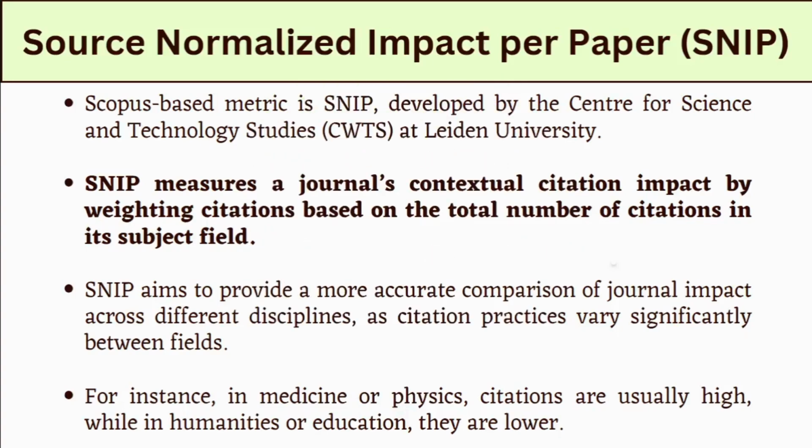Another Scopus based metric is SNIP, that is Source Normalized Impact per Paper. It is developed by the Centre for Science and Technology Studies at Leiden University. SNIP measures a journal's contextual citation impact by weighting citations based on the total number of citations in its subject field. This means SNIP adjusts for differences in citation behavior between fields. SNIP aims to provide a more accurate comparison of journal impact across different disciplines, as citation practices vary significantly between fields. For instance, in medicine or physics, citations are usually high, while in humanities or education, they are lower.